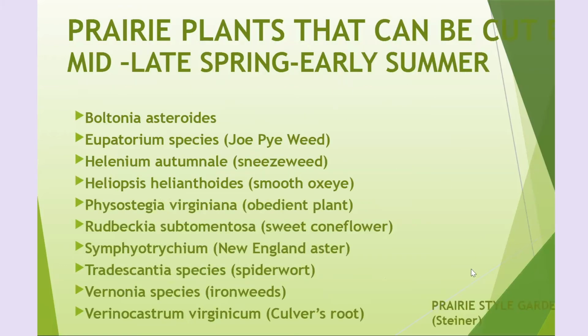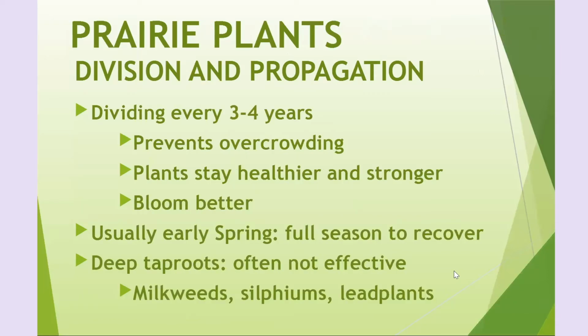This is a list, and the list is from the book called Prairie-Style Gardens by Steiner. It's out of print, but it's a good book, and this list has the names of the plants that you can prune very, very early, by mid-June, no more than half the height.